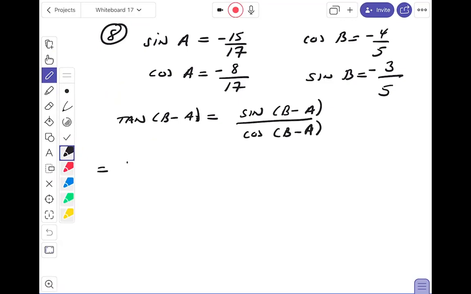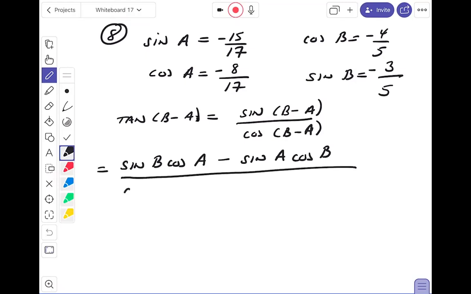So what do you get over here? Sine of B, cosine of A, minus sine of A, cosine of B. That's not so bad. This can be cosine B, cosine A, plus sine B, sine A. I'm going to start popping numbers in.